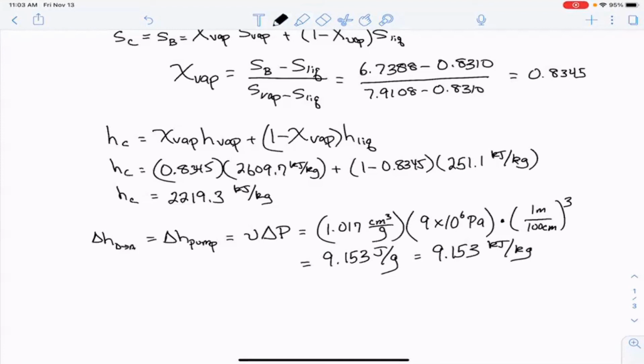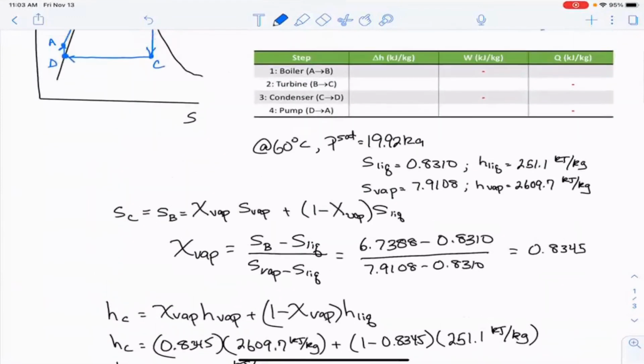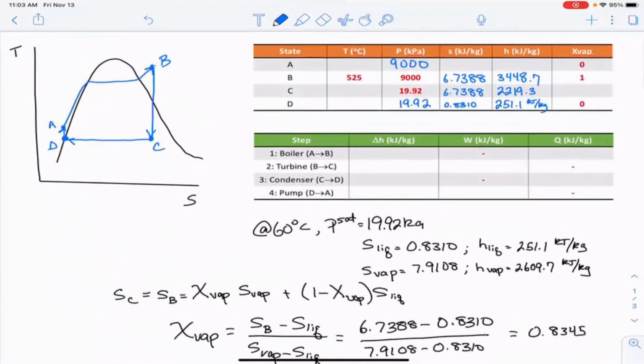So we can kind of do two things from here. The first thing that we can do is fill in something in the bottom table that I have for the first time, where we have delta H for these various processes. So this is 9.153, right? And of course, that's just work.